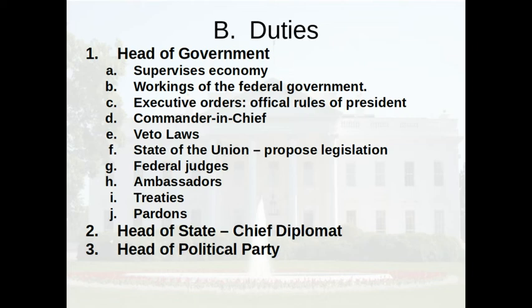And informally, another duty that the president has is they're also the head of their political party. So right now, for instance, the head of the Democratic Party would be Joe Biden. Last year, the head of the Republican Party would have been Donald Trump.